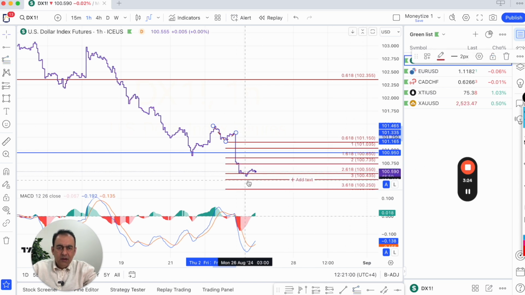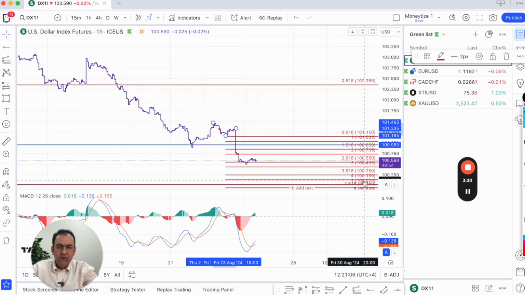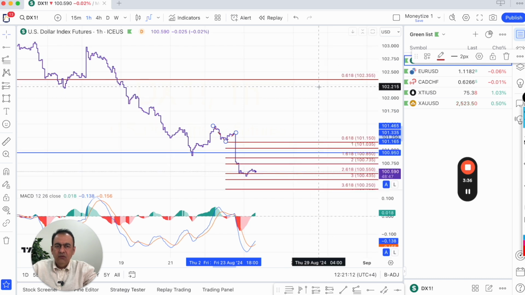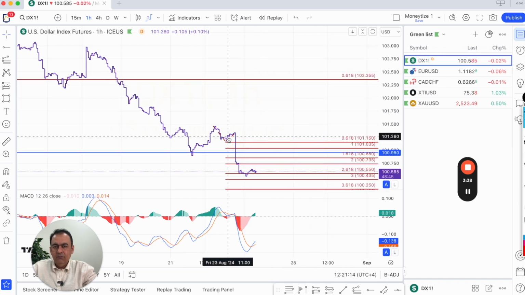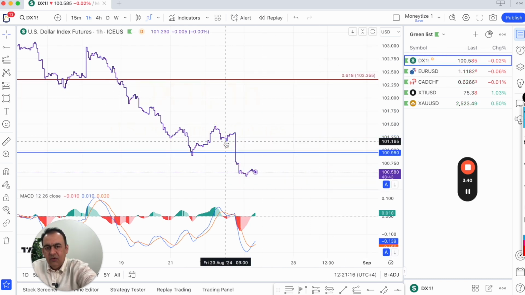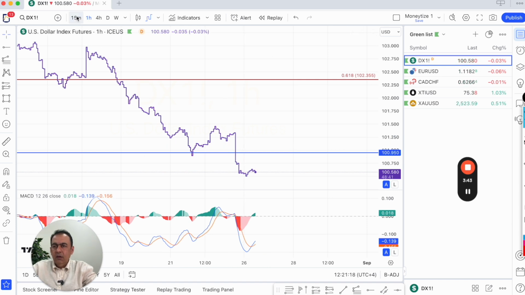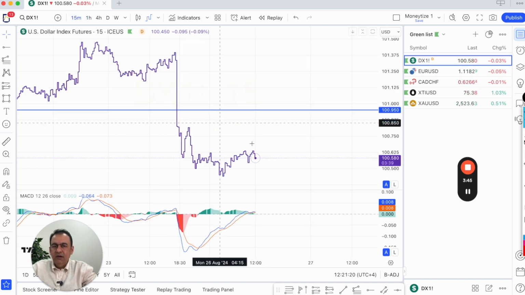Now we are very close to the 300% extension, and the next level is 100.25 followed by 100.13. So definitely bearish, no signs against. Only on the 4 hourly time frame, I can see that there is a slowdown on the basis of the histogram. Moving to 15 minutes, everything looks bearish.